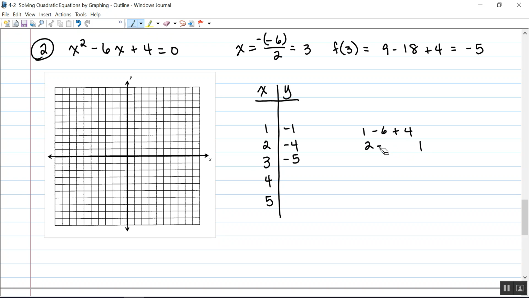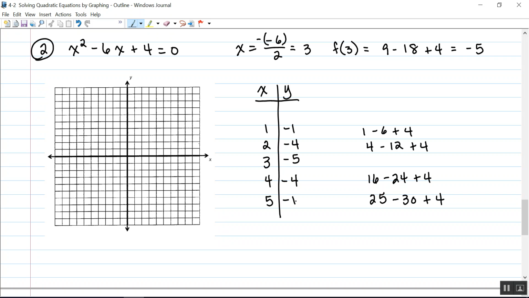Wait a minute. 2 squared is 4. Sorry. Minus 12 plus 4. There we go. That's going to give me my negative 4. All right. Sorry about that. Plugging in 4 gives me 16 minus 24 plus 4, which gives me a negative 4. And plugging in 5 gives me 25 minus 30 plus 4, which gives me my negative 1.